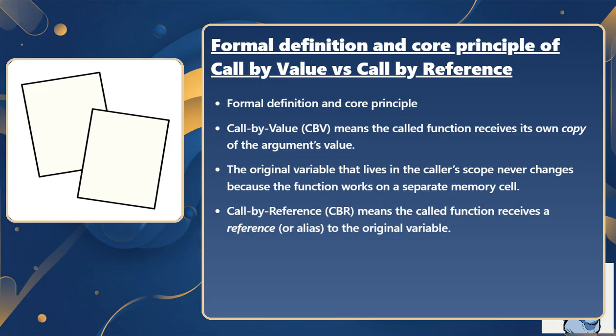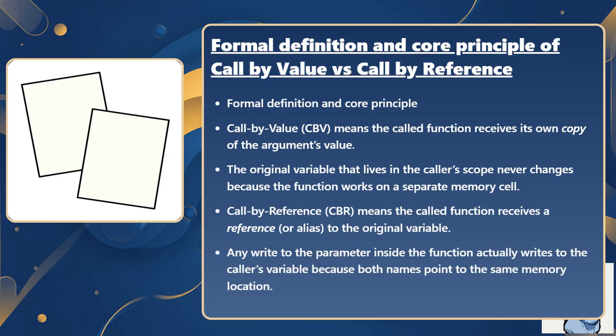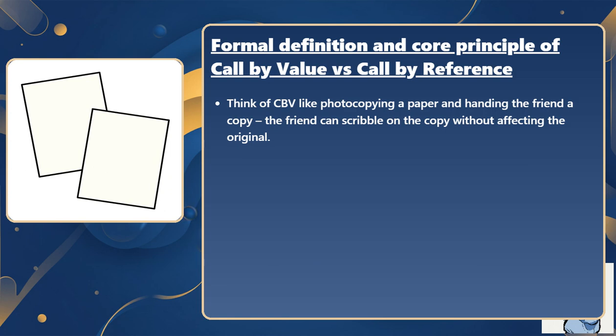Call by reference (CBR) means the called function receives a reference or alias to the original variable. Any write to the parameter inside the function actually writes to the caller's variable because both names point to the same memory location. Think of call by value like photocopying a paper and handing a friend the copy.